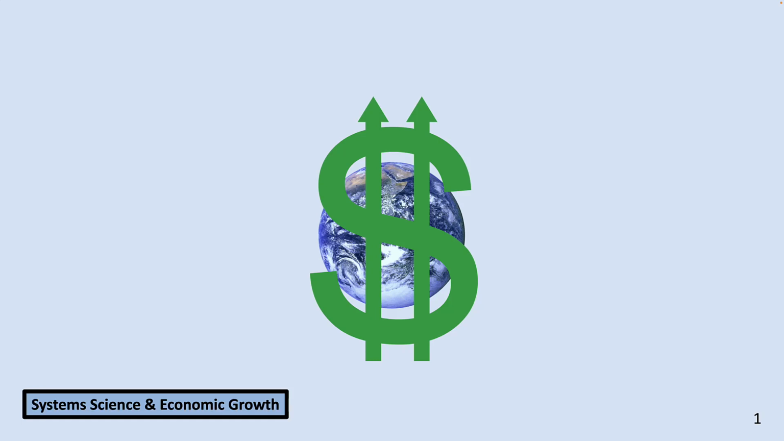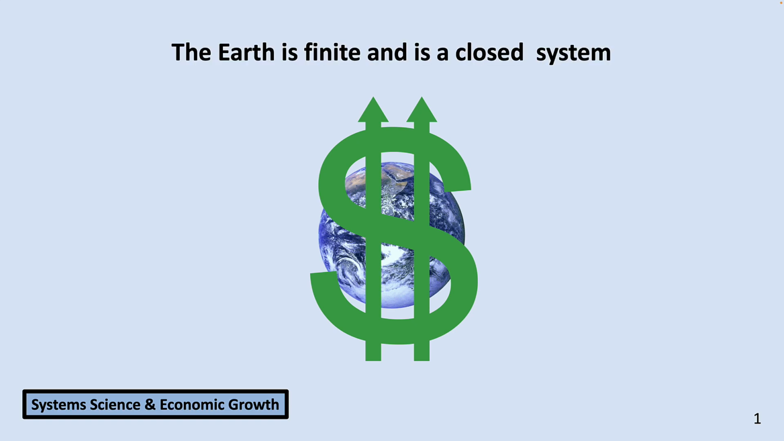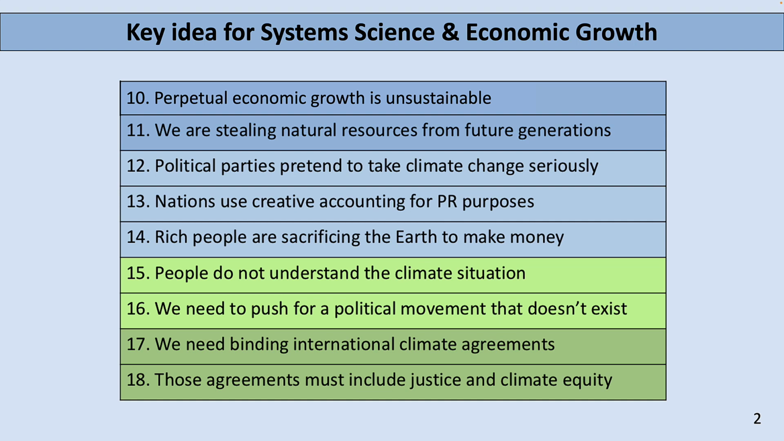Welcome to System Science and Economic Growth. The Earth is finite and is a closed system. For this video, the key idea for system science and economic growth is idea number 10. Perpetual economic growth is unsustainable.